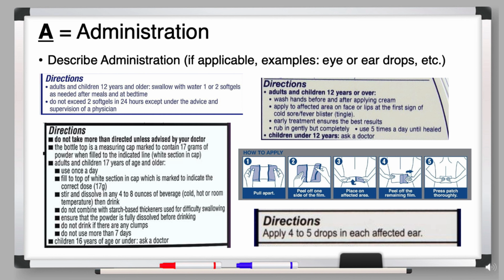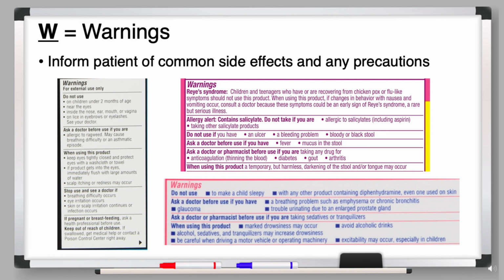All right, the next letter we are going to discuss is the W. So the W in NUDAWNS stands for warnings, and this information comes from the warnings section of the drug facts labeling on the commercial product.